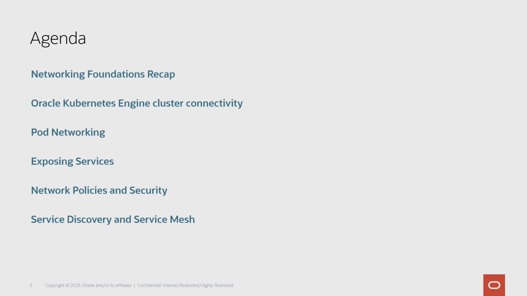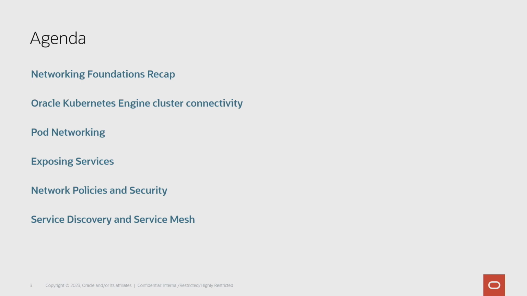So here's what the agenda would look like. I'll start off with a bit of a networking foundations recap, a summary of the base building blocks of OCI networking. If you're already familiar with OCI networking, it's going to be much easier for you to translate them into the Kubernetes world. If you're not familiar with OCI networking, it's going to be a quick recap to get you on par with everybody else.